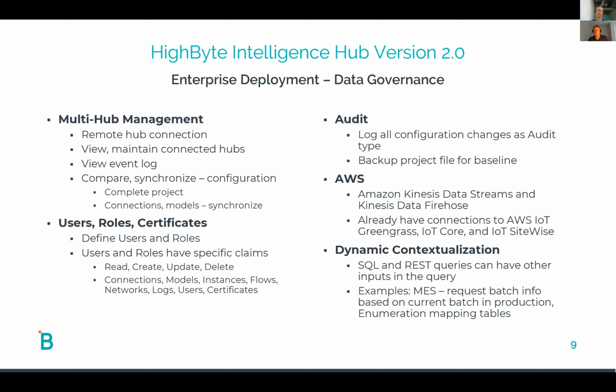Now, we've already had connectivity to AWS for a while now, in fact, from the beginning of the product, and we're able to do that through our MQTT connectivity to Greengrass and to IoT Core, as well as a few releases back, we added connectivity to IoT Sitewise. But this Kinesis really expands the volume of data and the efficiency of moving data into AWS.